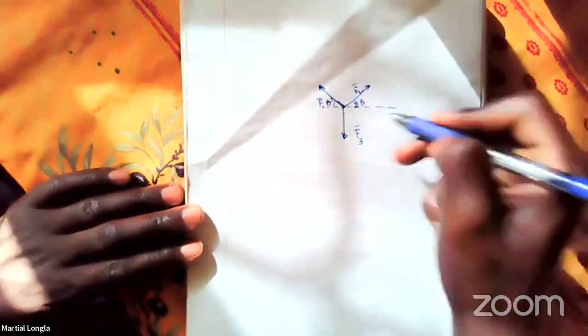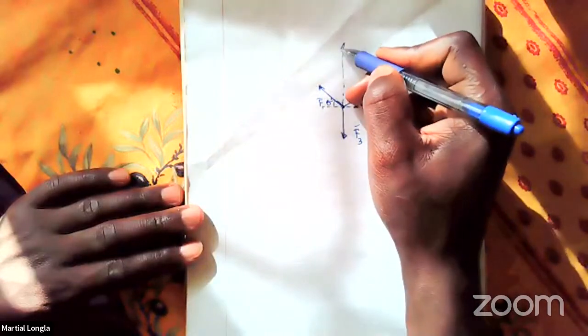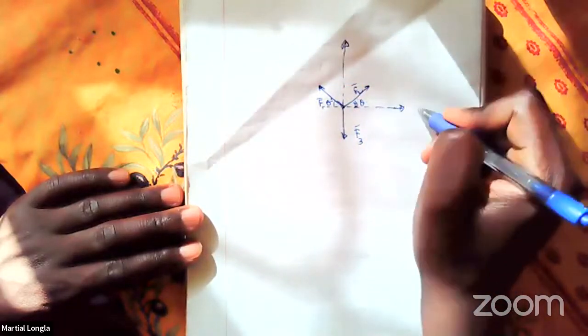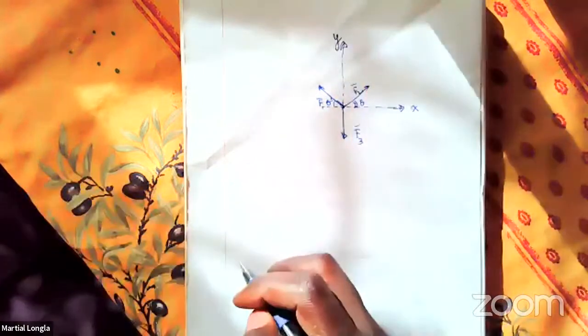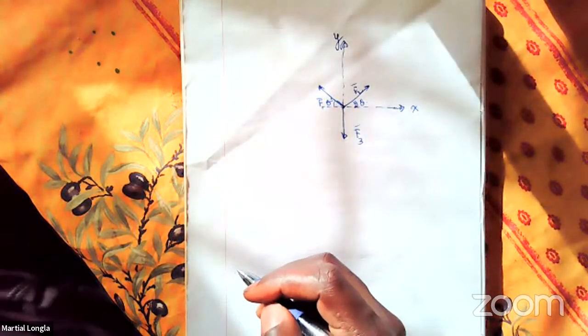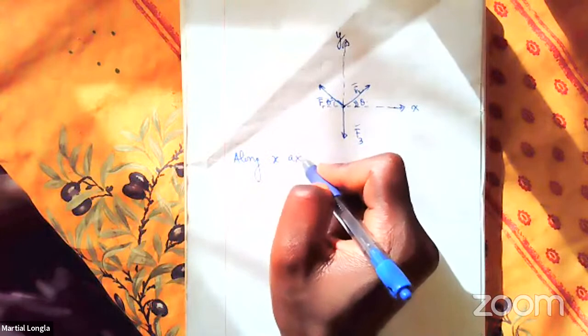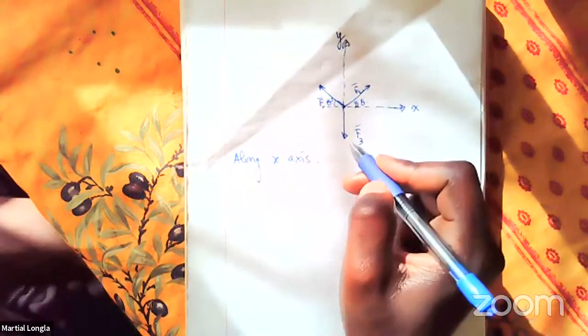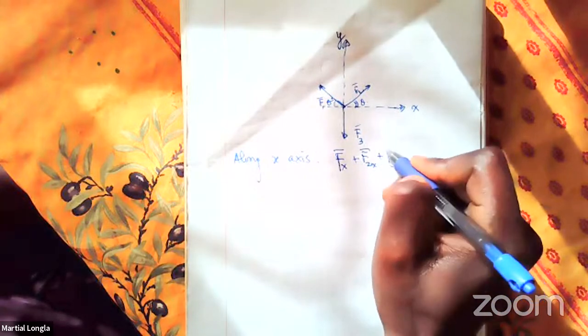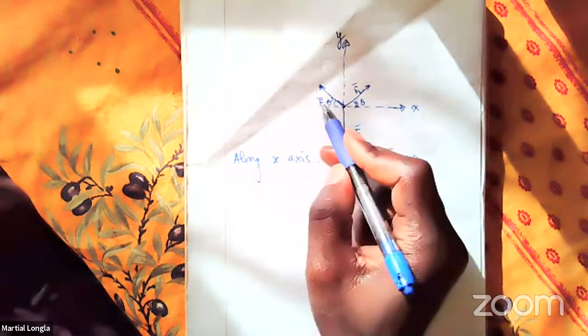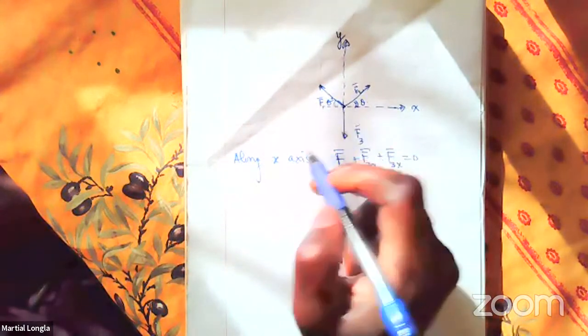Same angle here, theta. So to answer such questions, what you need to do is to think of these lines as the axis X and the axis Y. And then you decompose the vectors on the axis. You say along the x-axis, what happens? How many forces are there? You must have F1x plus F2x plus F3x equals 0. So the sum of the forces along the axis x should be 0. Now along the x-axis, what are the forces that you have?